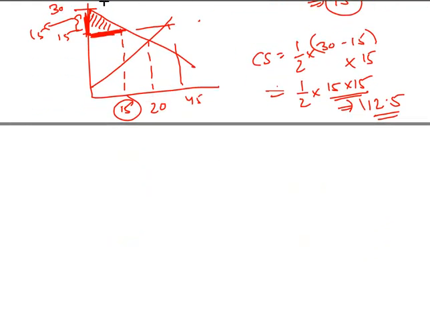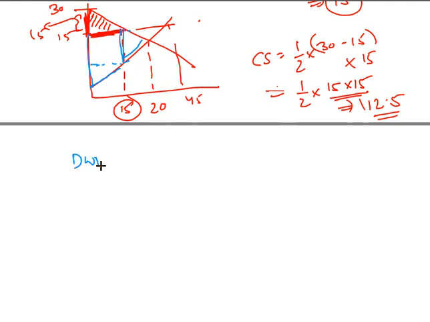So the consumer surplus will be 112.5. Now what about the producer surplus? The producer surplus will be this trapezium, right? So this is your producer surplus. How can you find it out? You can find it out the way that we did earlier, that is, you find out this area and then find out. Let me explain to you a better way.